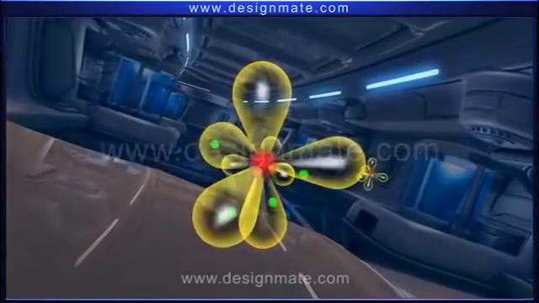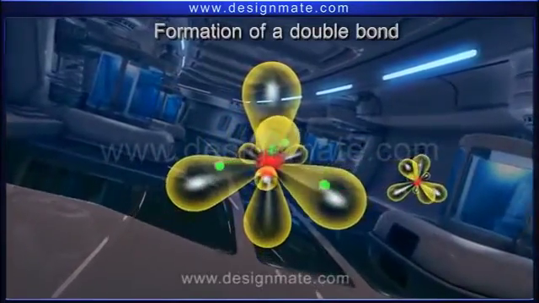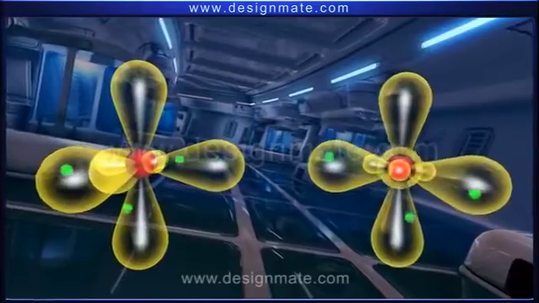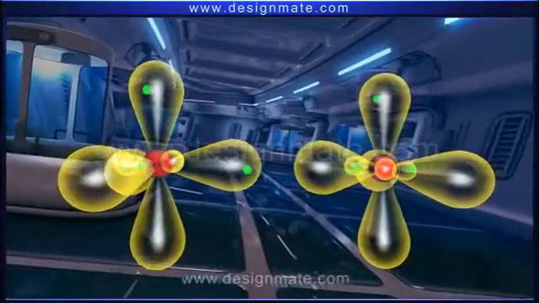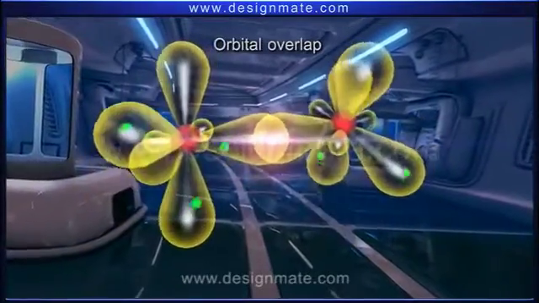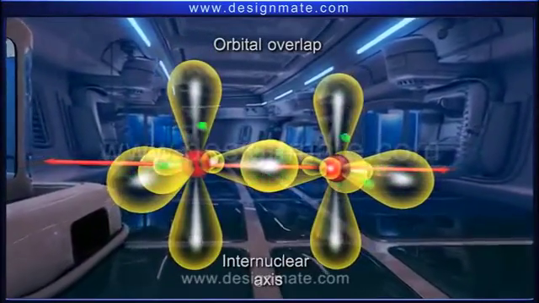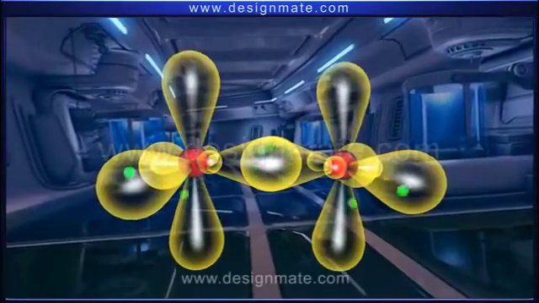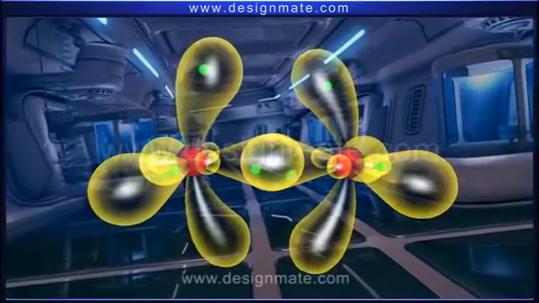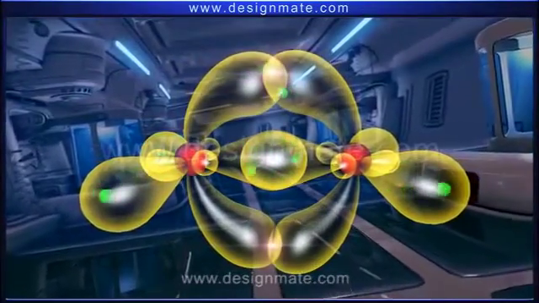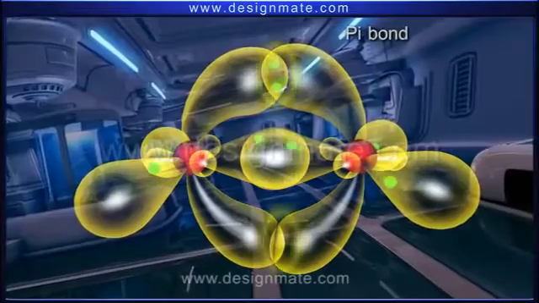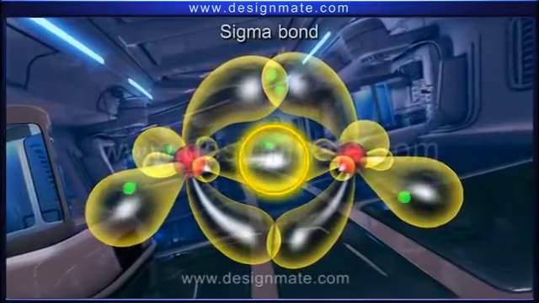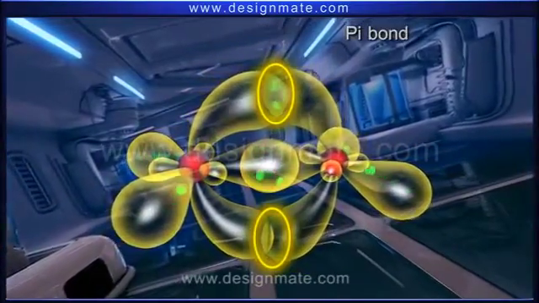Now, let us understand how this hybridized state results in the formation of a double bond. For this, imagine a similar sp2 hybridized carbon atom approaching this carbon atom. As these atoms come closer, an orbital overlap takes place along the internuclear axis. This bond is called a sigma bond. At this stage, the unhybridized p orbitals which lie above and below the plane of the sigma bond also come very close to each other and overlap laterally, resulting in the formation of a pi bond between the two carbon atoms. Thus, there exists one sigma and one pi bond between the two carbon atoms.